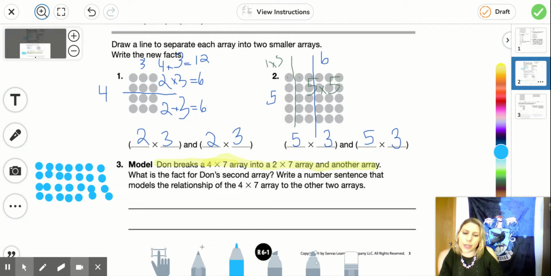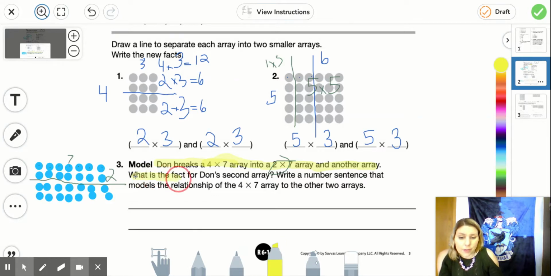It says they broke it into a 2x7 array. So that means that they took that 4 and they broke it in half. So I'm going to draw a line there. And I'm going to make sure that it makes sense. So it says it's a 2x7 array. Well, here's 2 rows, and each row has 1, 2, 3, 4, 5, 6, 7. So yeah, this one shows a 2x7 array. I've got the first sentence done.